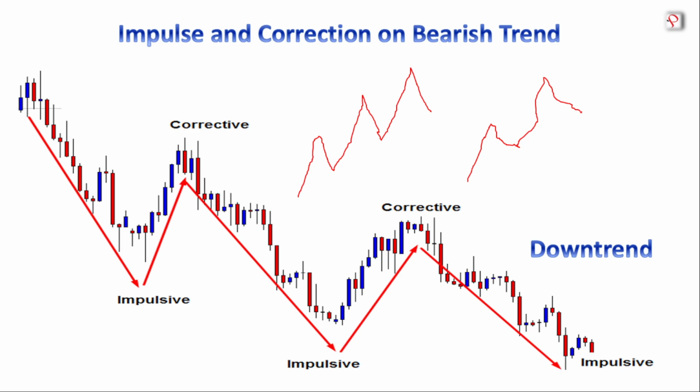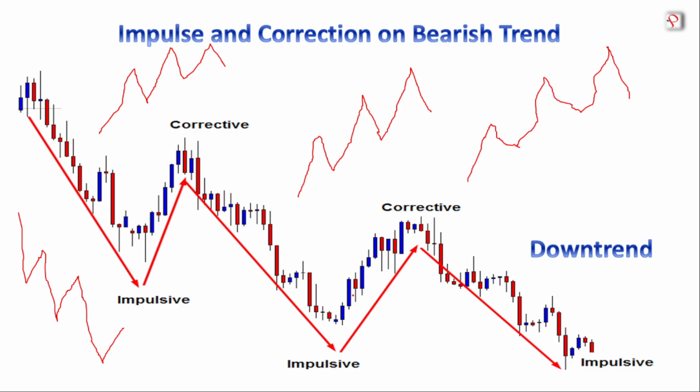In other terms, you can also call it a repulse, R-E-P-U-L-S-E. Just like we have impulsive move, we have repulsive move. So this is a bullish trend, impulsive move. You can also say bullish impulsive, retracement, bullish impulsive, retracement, bullish impulsive, retracement. And then in a bearish trend, you could also call that bearish impulsive, retracement, bearish impulsive, retracement, bearish impulsive, retracement.